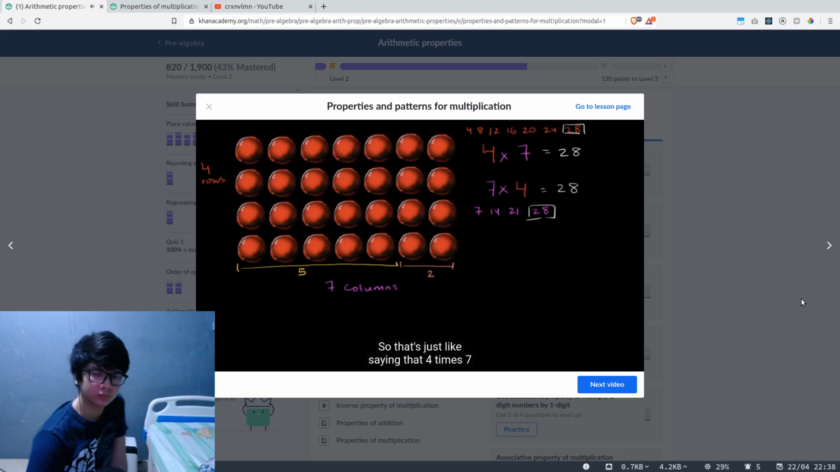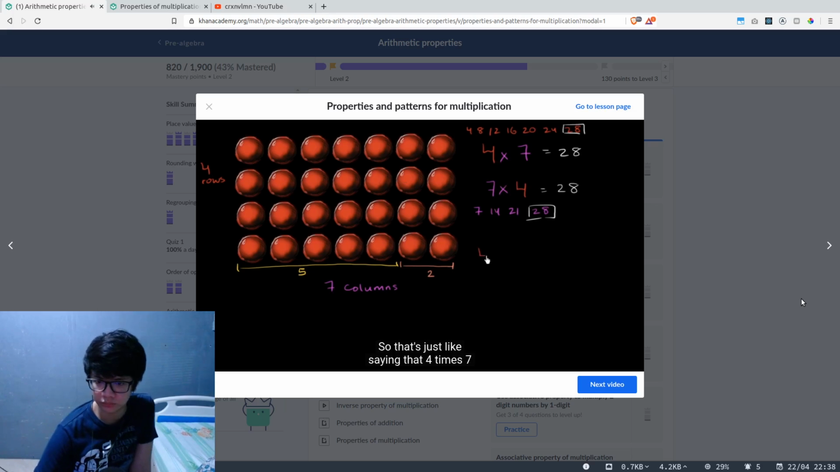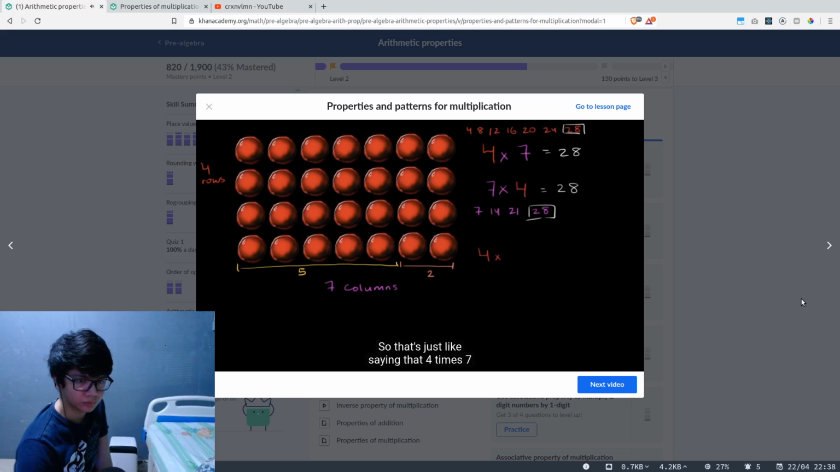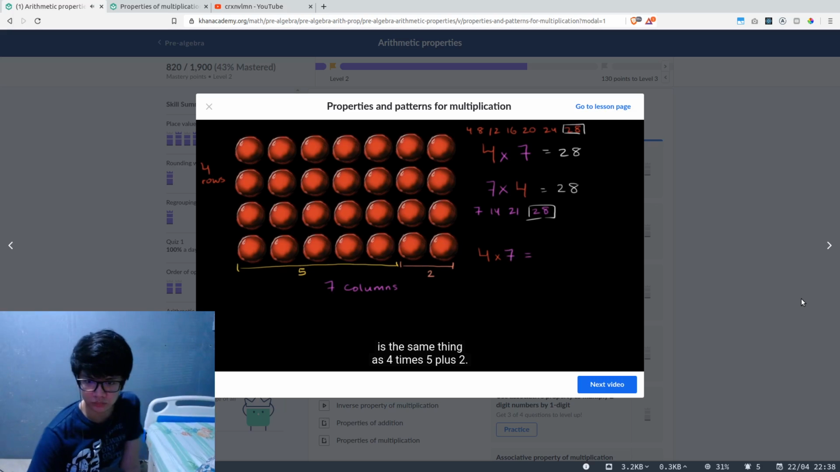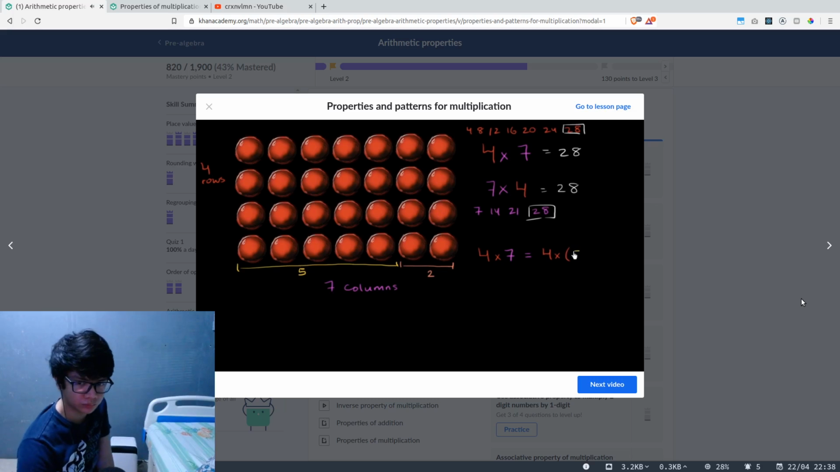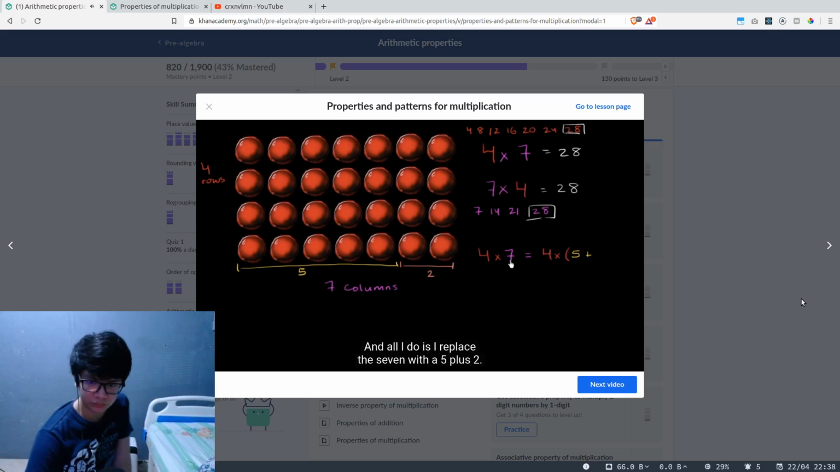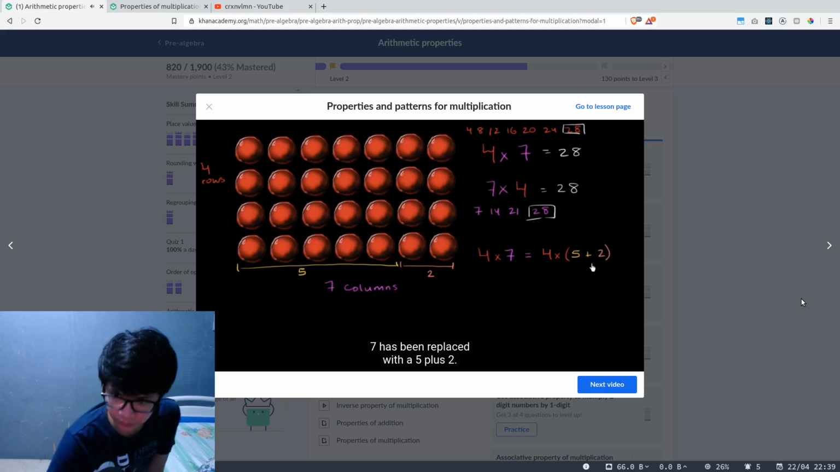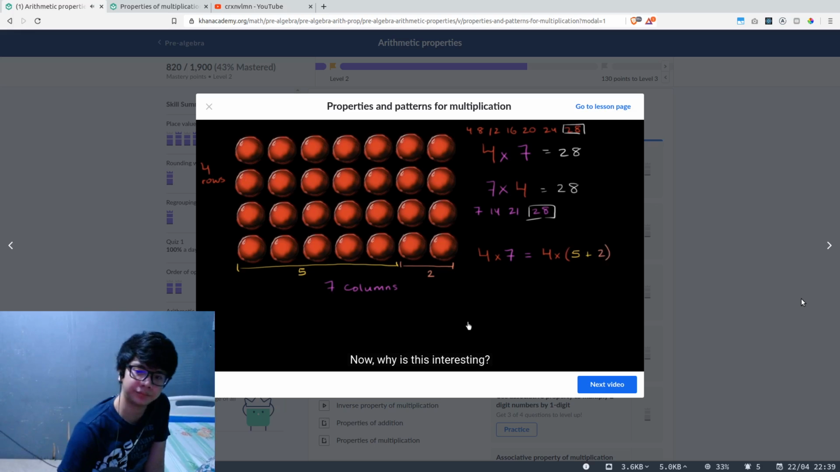So that's just like saying that 4 times 7, and I'll do the 7 in that purple color to stay color coded, is the same thing as 4 times 5 plus 2. All I did is replace the 7 with a 5 plus 2. Now why is this interesting?